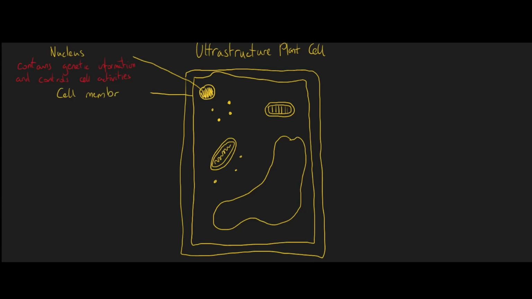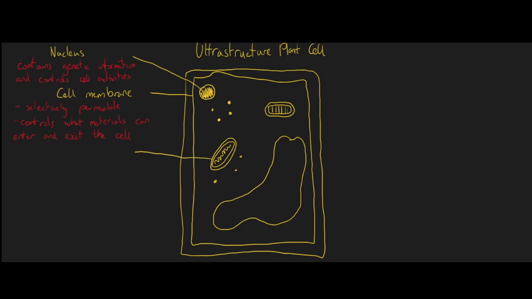Next we have the gatekeeper, the cell membrane. The cell membrane is selectively permeable. That means it won't just let anything pass through. The cell membrane controls what materials enter and exit the cell, allowing important substances like oxygen and nutrients in, whilst removing harmful substances such as carbon dioxide and waste products.